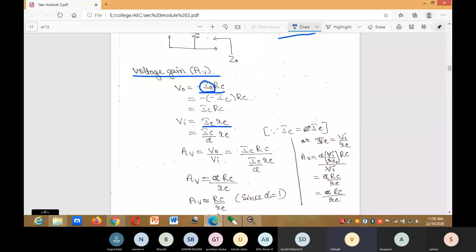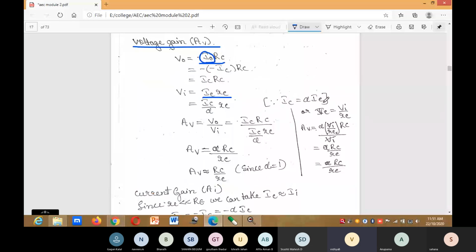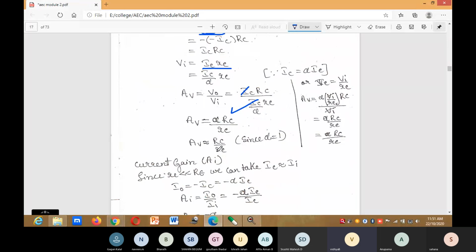IC is equal to what? In this common base configuration, we don't write beta into IB. Here IC is equal to alpha into IE. So from that equation, IE can be written as IC divided by alpha into re. AV is equal to output voltage divided by input voltage. You need to substitute the output voltage and input voltage values. IC gets cancelled, so you are left with alpha RC divided by small re. AV is equal to RC divided by re since alpha is equal to 1.